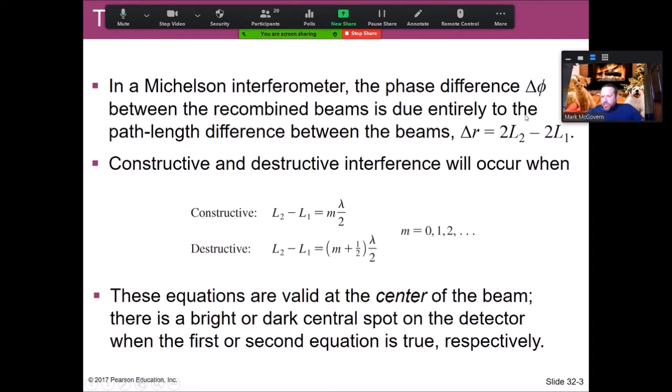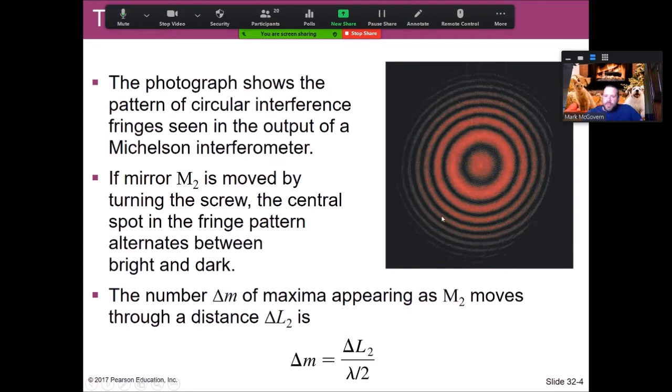And of course, the destructive is the same way. The differences need to be a half integer multiple to make sure that destructive interference occurs. So that's the same stuff, nothing surprising there. Interestingly enough, though, the patterns that you get are circular fringes. That's the idea.